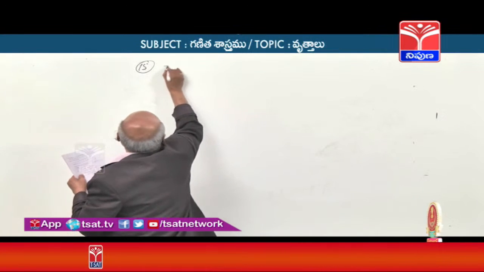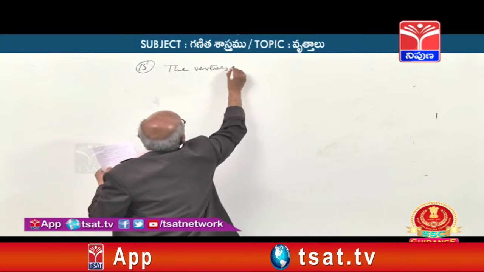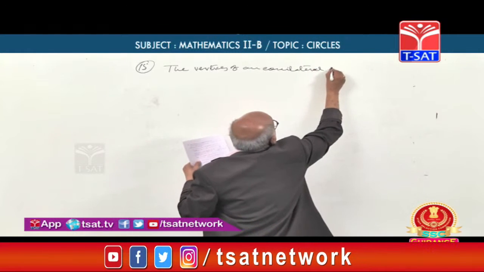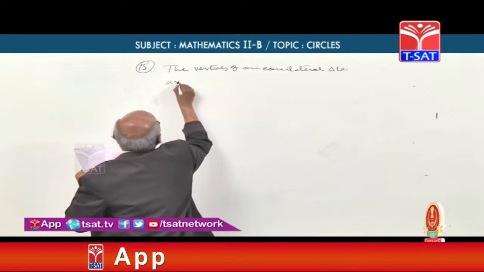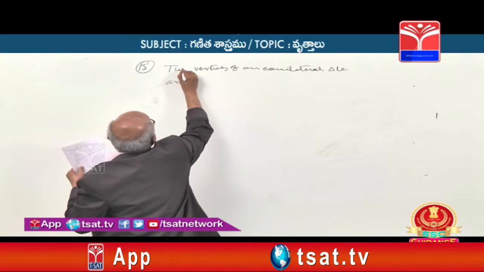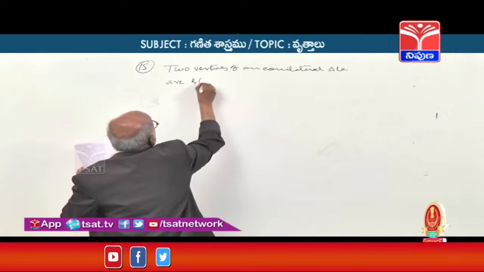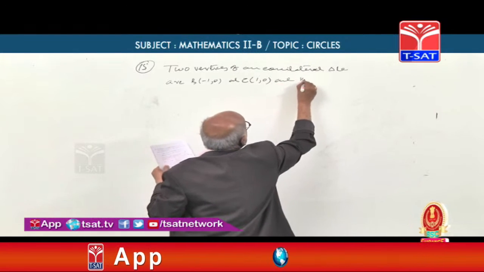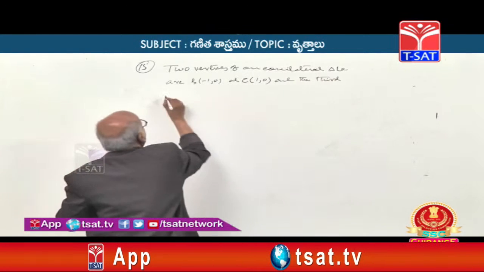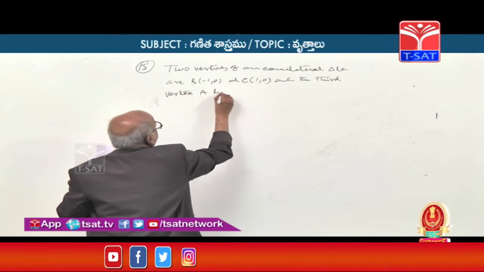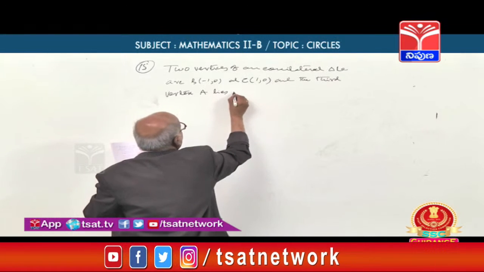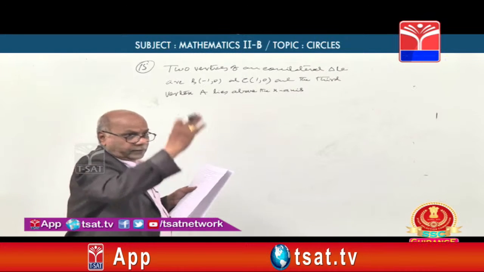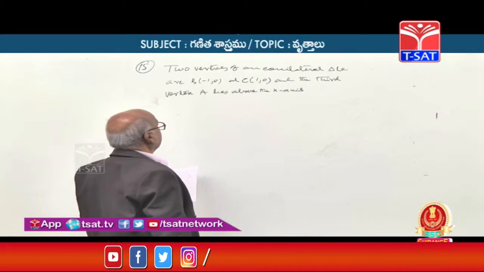Another problem 15. Two vertices of an equilateral triangle are B minus 1 comma 0 and C 1 comma 0, and the third vertex A lies above the x-axis, because you know that for any two vertices you will get two triangles. A lies above the x-axis.